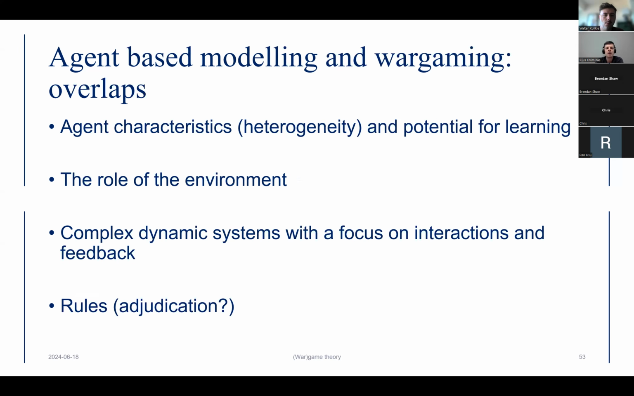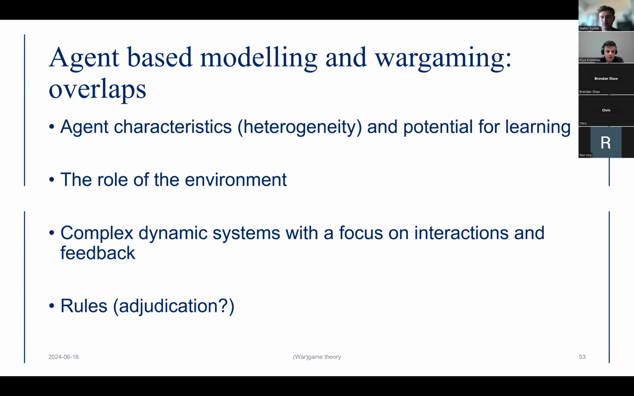On the other hand, if we look at agent-based modeling and wargaming, you can definitely see some overlaps in that both of these approaches look at heterogeneity in agent characteristics, so variation, in that they tend to be different, and they have potential for learning over time. So you can have it in agent-based modeling. You certainly do have it in wargaming when players learn from their own mistakes, or, a better scenario, when they learn from the mistakes of others.